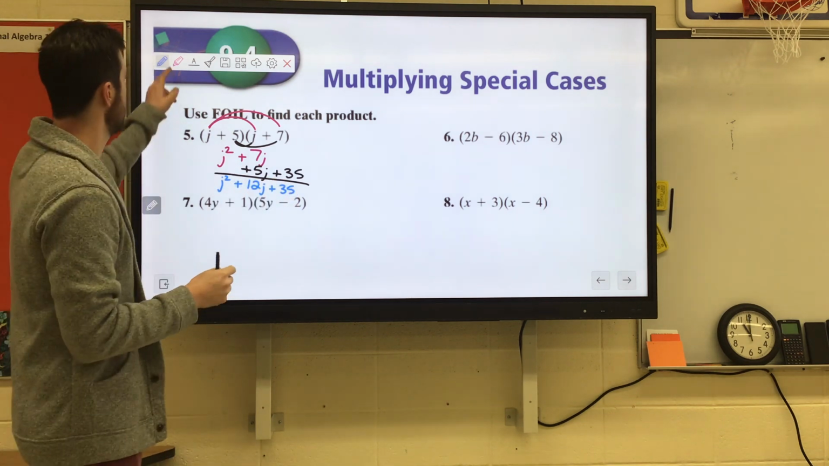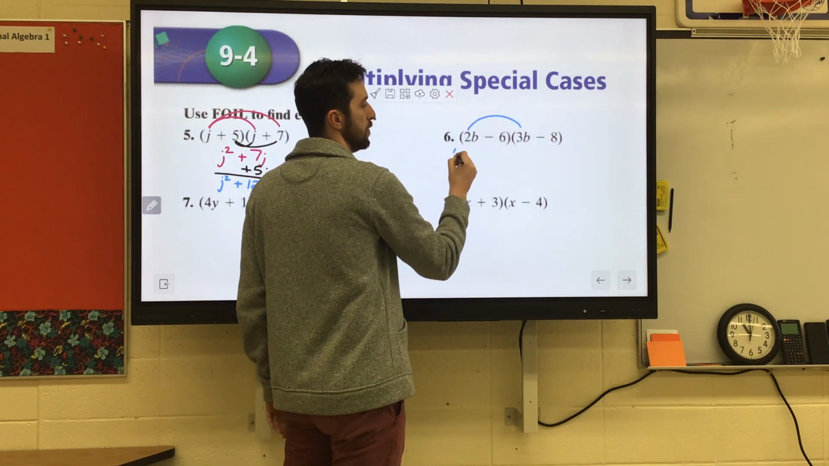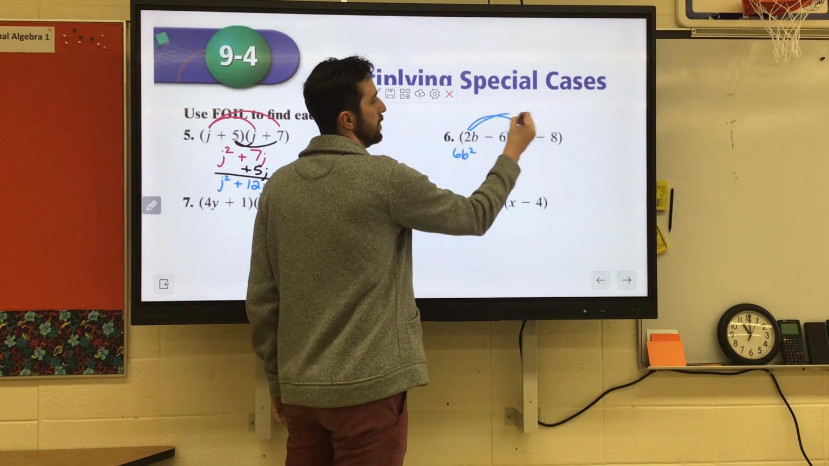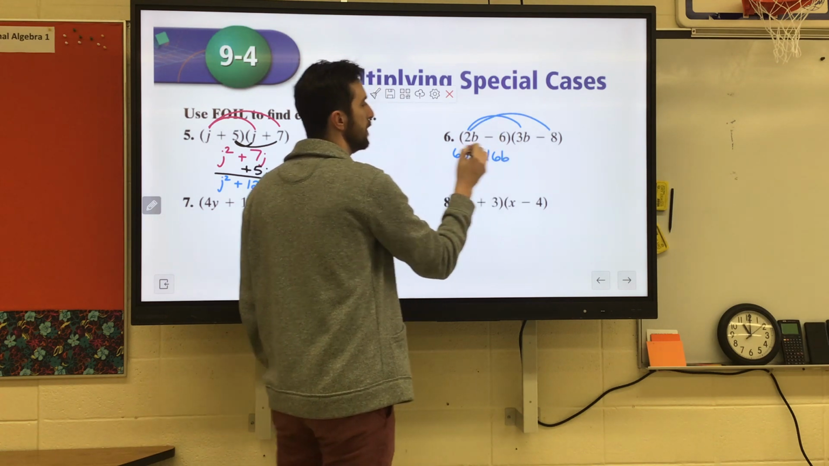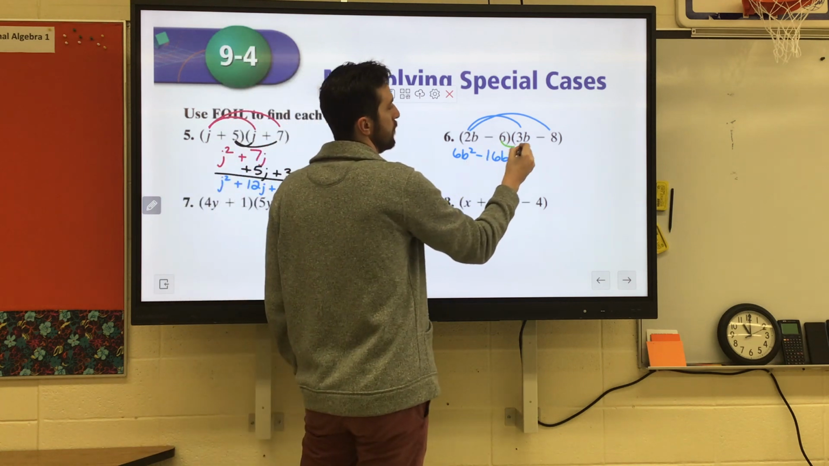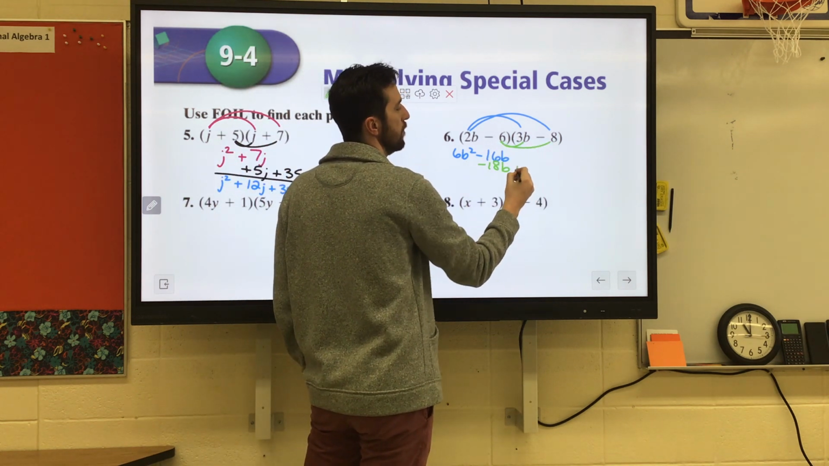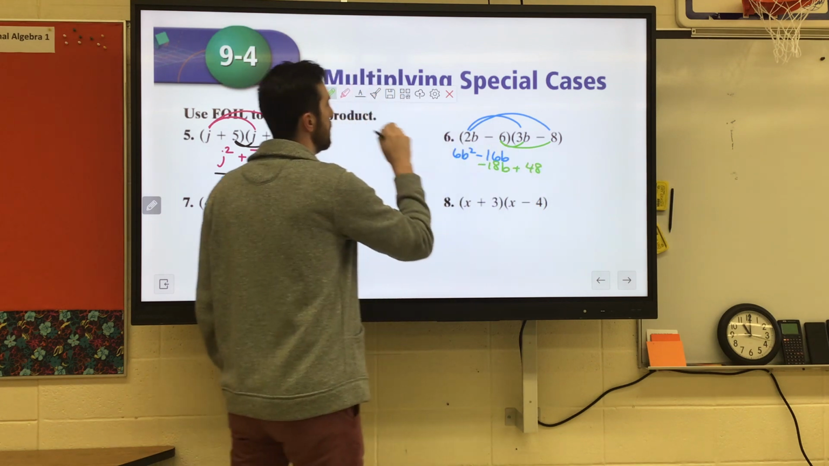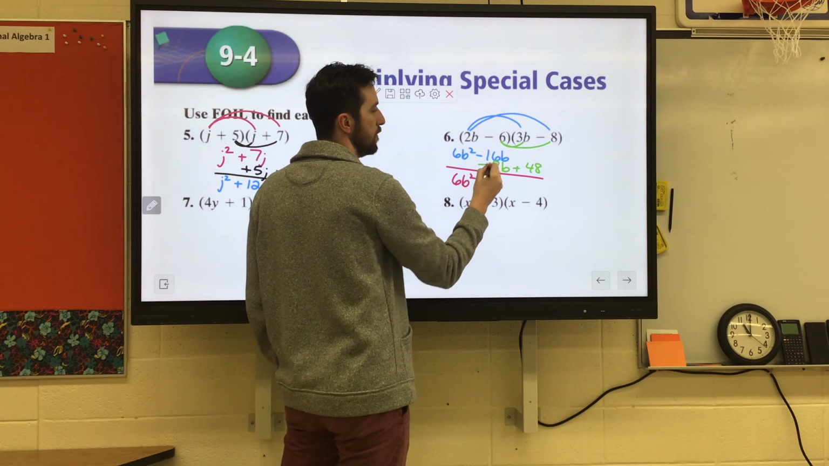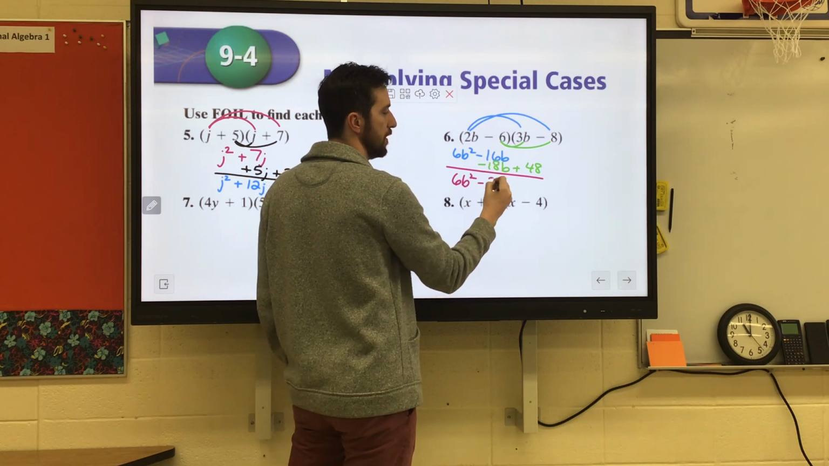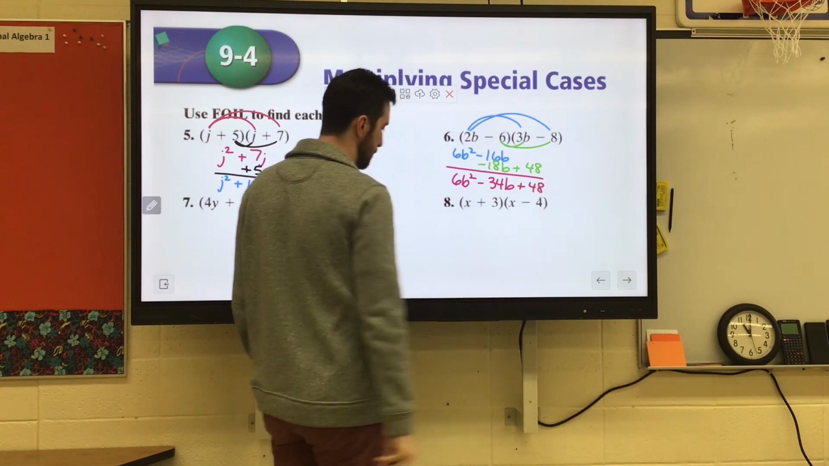Let's hop over here, number 6. 2b times 3b is 6b squared. 2b times negative 8 is negative 16b. Negative 6 times 3b is negative 18b. And negative 6 times negative 8 is positive 48. Combining those b's in the middle, 6b squared, negative 16, negative 18 is negative 34b, plus your 48.